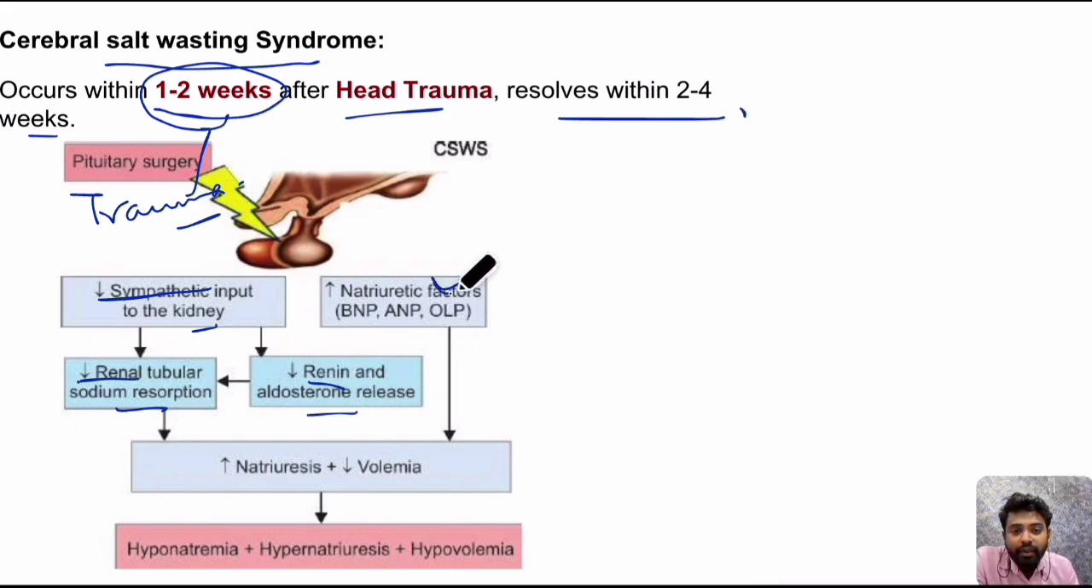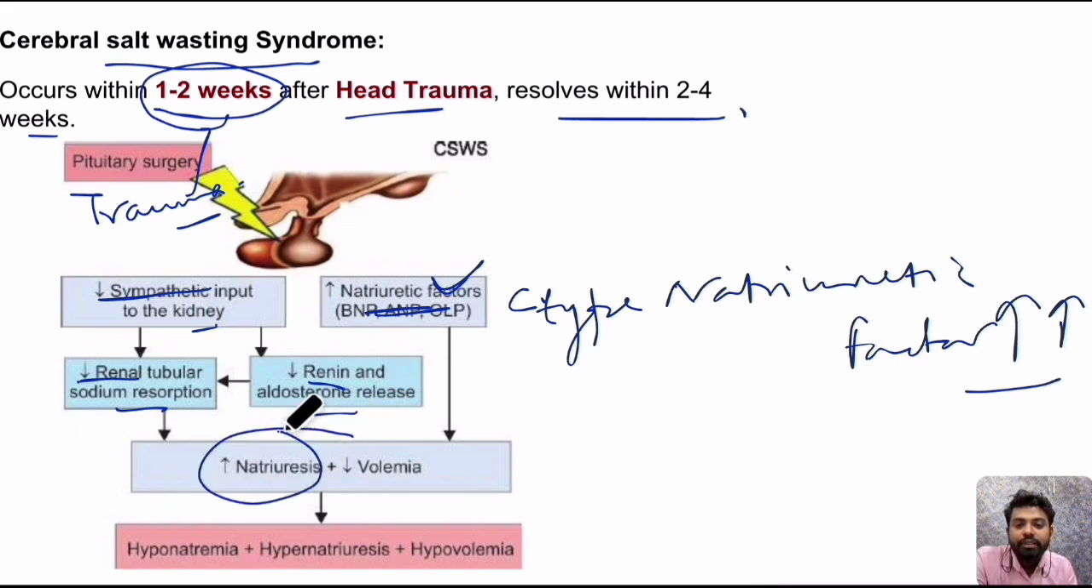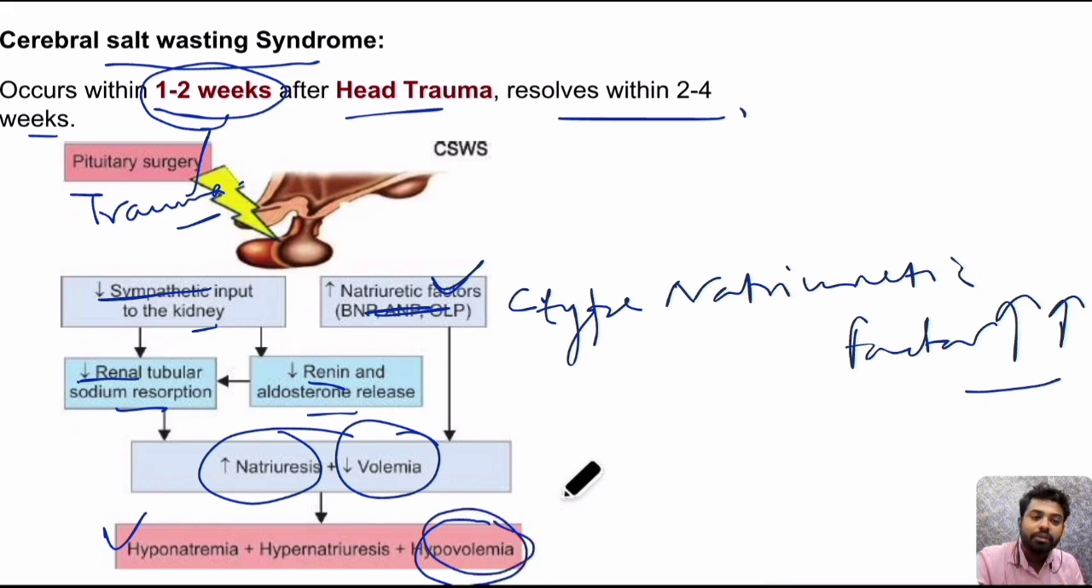And natriuretic factors like C-type natriuretic peptide are increasing. So it is causing natriuresis, and also volume is getting lost. So there is a critical triad called hyponatremia, natriuresis, and hypovolemia. Hyponatremia is happening in SIADH also, natriuresis is also happening, but here the other critical difference is hypovolemia. The patient is volume lost.